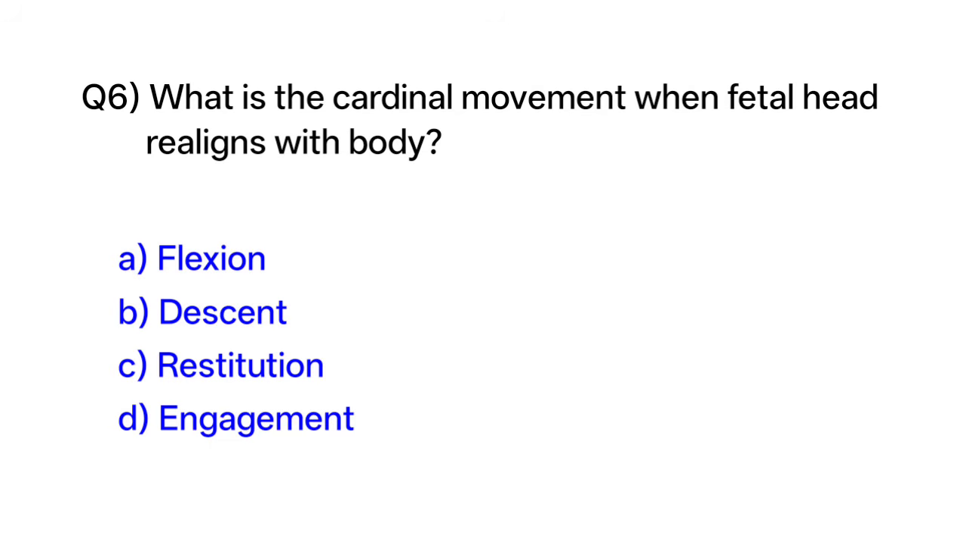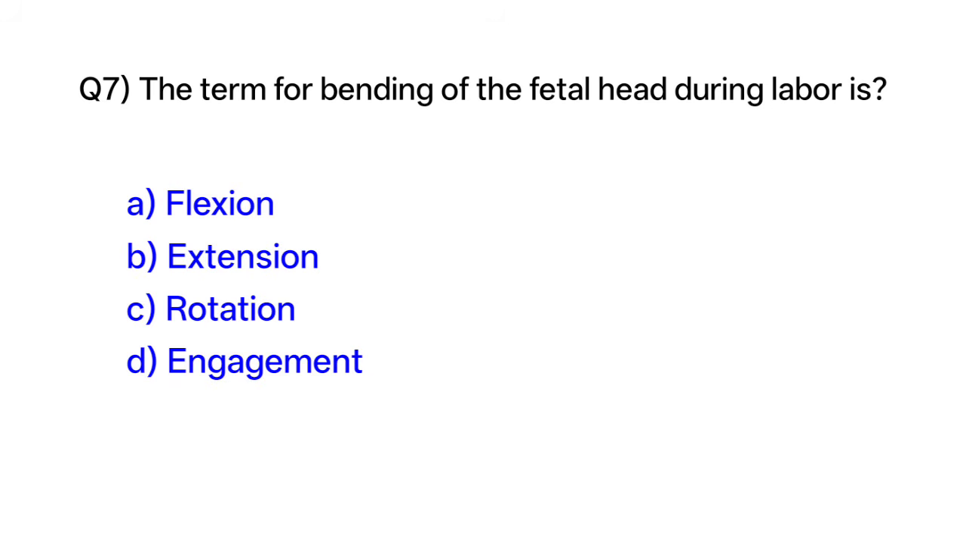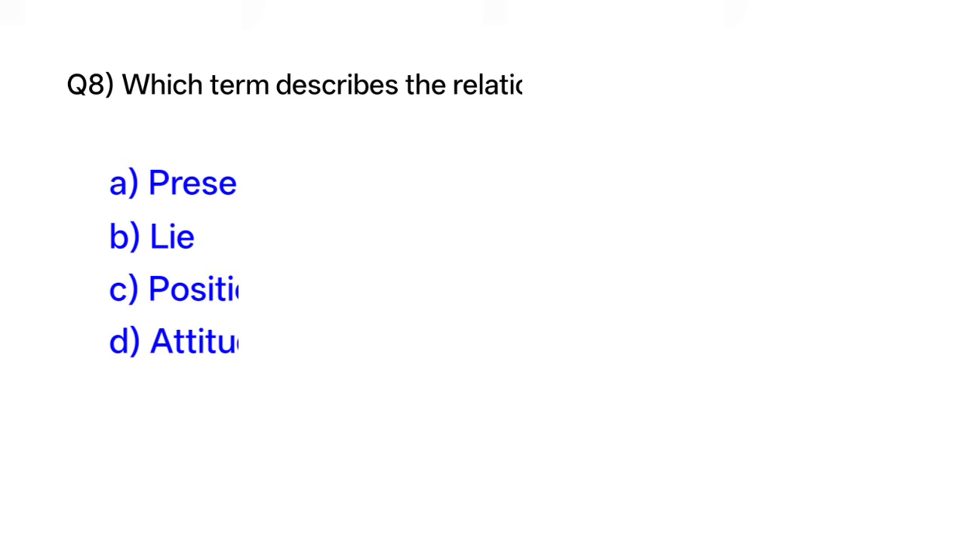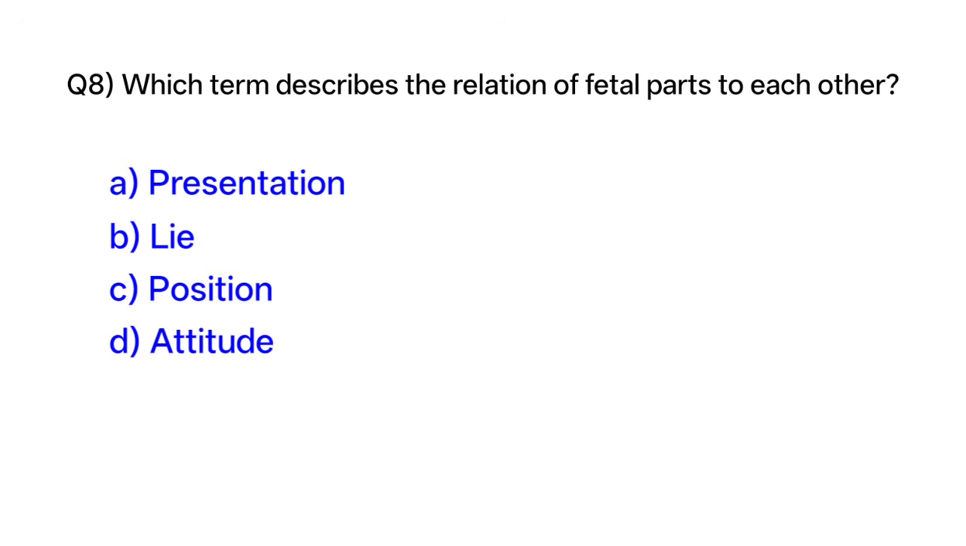Question number 6. What is the cardinal movement when the fetal head aligns with the body? The correct option is C. Restitution. Question number 7. The term for bending of the fetal head during labor is? The correct option is A. Flexion. Question number 8. Which term describes the relation of fetal parts to each other? The correct option is D. Attitude.